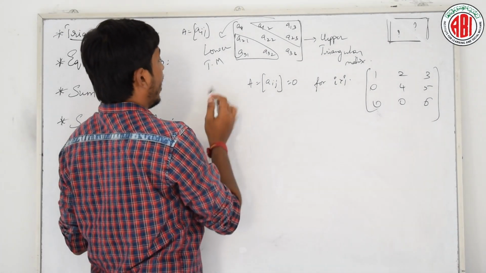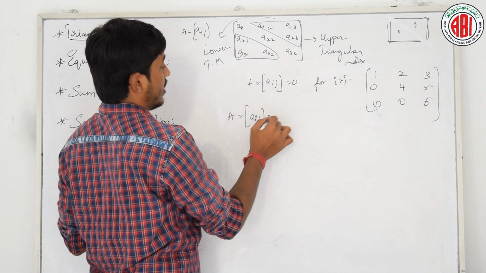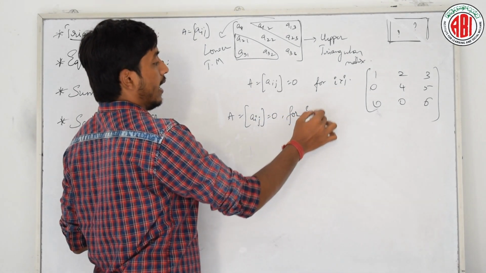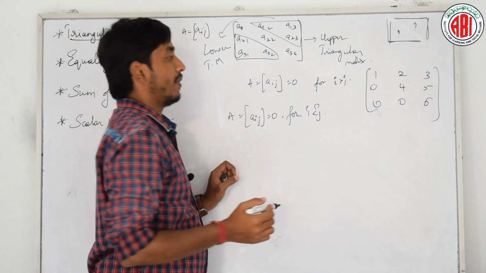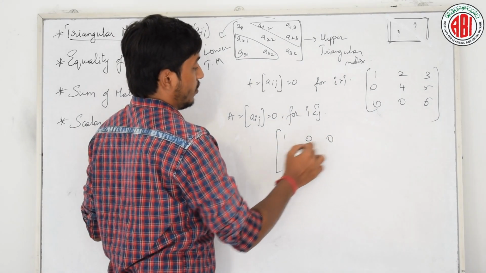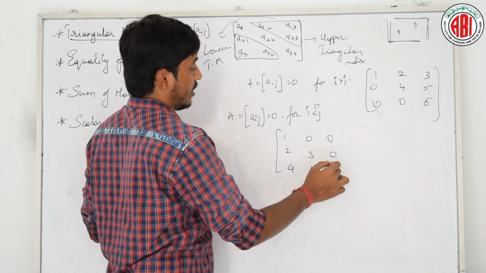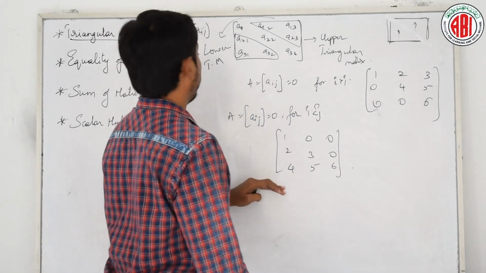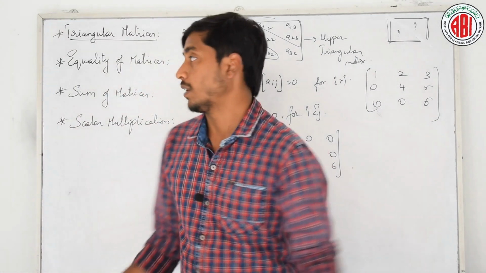Just tell me, if a matrix has aij equal to 0 for i less than j, then the matrix is said to be a lower triangular matrix. Give me an example: 1, 0, 0, 2, some 3, 0, 4, 5, 6. Is it right? Did you understand these basic definitions? Fine. Let us move on to the next topic.